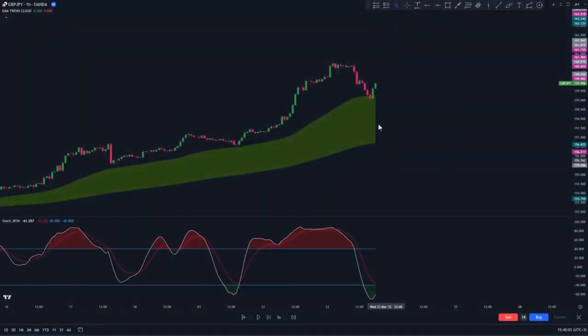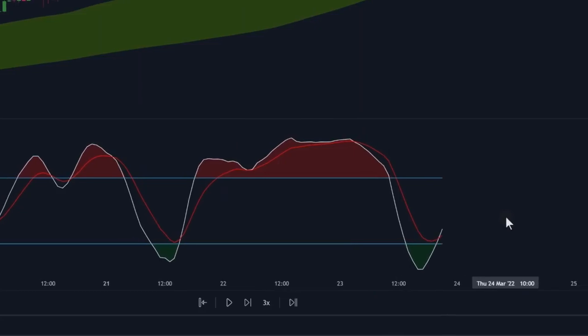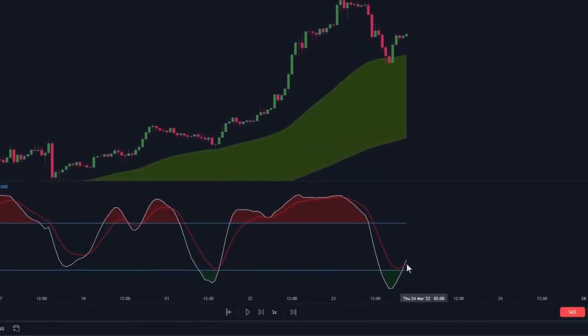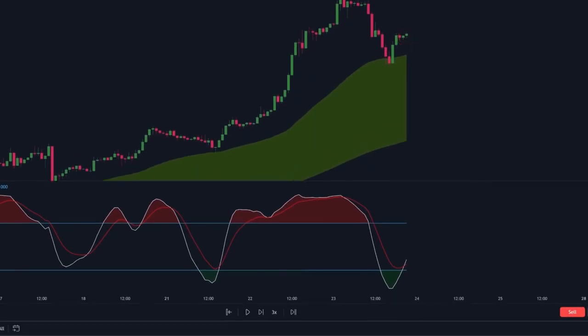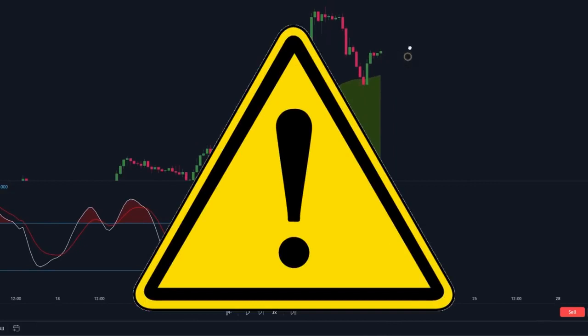Next, after the pullback, we want the stochastic oscillator to cross above this red EMA, and that crossover should happen above this lower band. If the crossover happens below the band, that setup becomes invalid. Last but not least, we want the crossover candle to be a bullish or a green candle like it is right here. If it happens to be a bearish or a red candle, that setup becomes invalid.